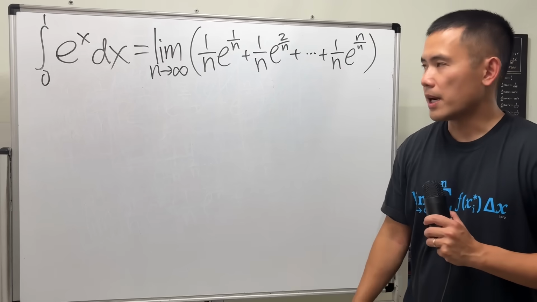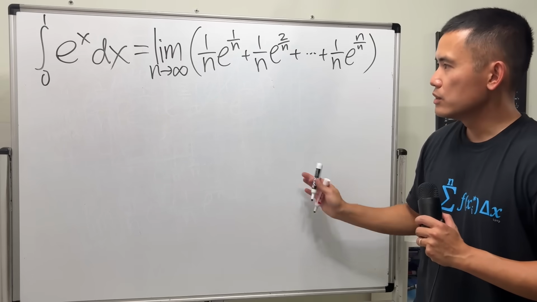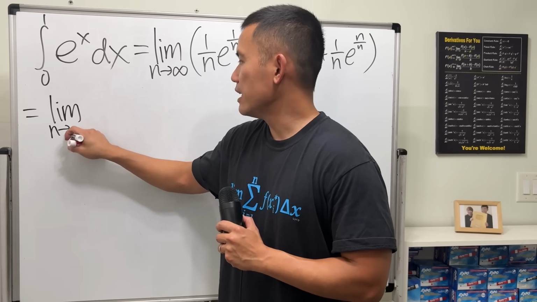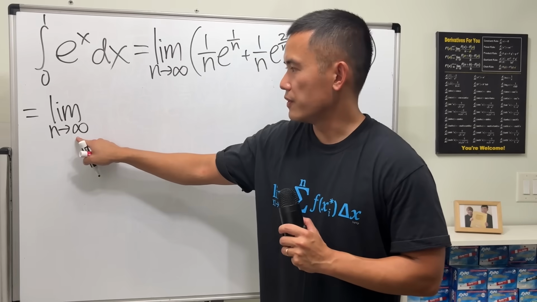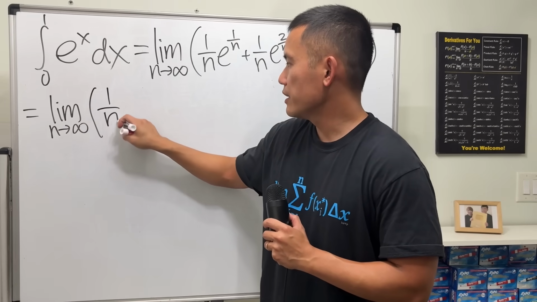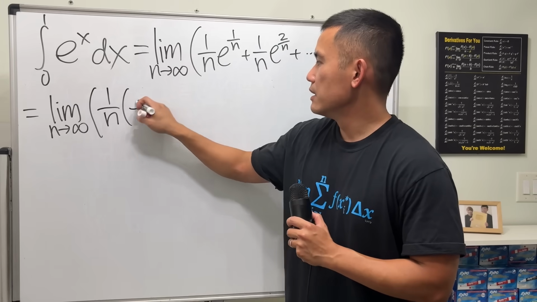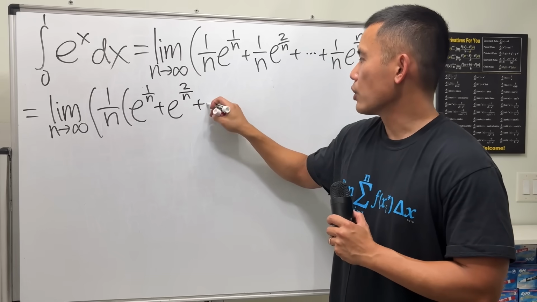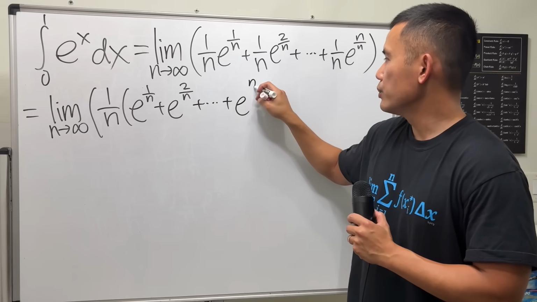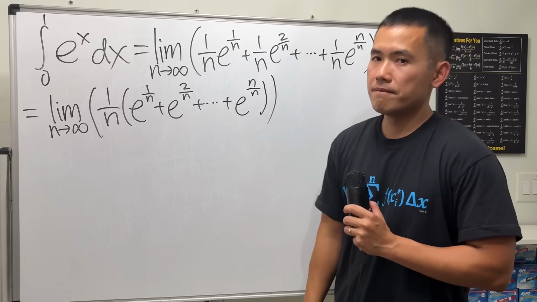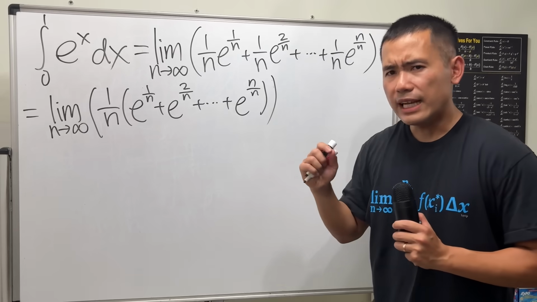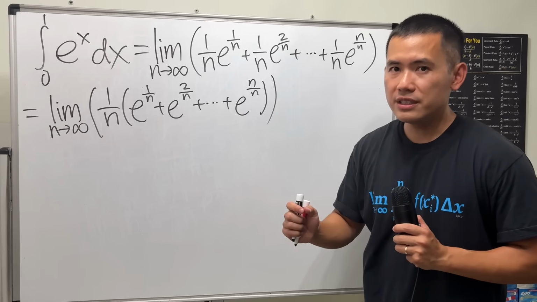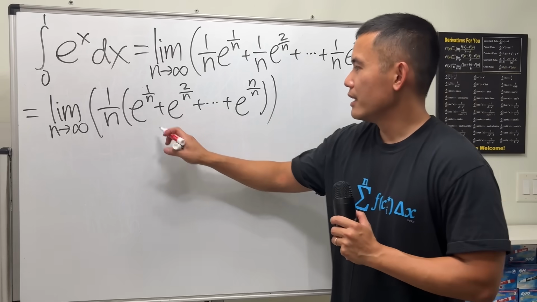We'll do some algebra. Everybody has 1 over n, so factor that out. But you still have to keep them inside of the limit because n is approaching infinity for this limit. So 1 over n here, and then we will have e to the 1 over n plus e to the 2 over n, and so on, up to e to the n over n. This right here is actually really nice because this is just a geometric series, a finite version of it.